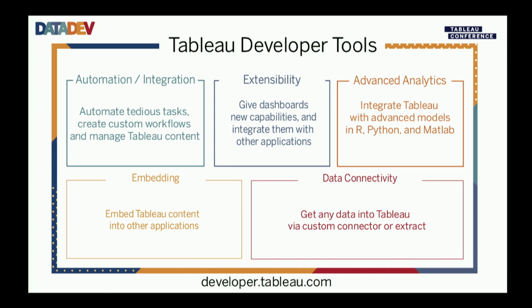Next bucket of APIs is advanced analytics. And this is something that's available today in Prep and Tableau Desktop, where you can make remote procedure calls in Python or R and get additional data or insights out of these services. Next bucket is embedding, where you will take Tableau and make it a part of your application, so you will embed it into yours. And then finally, we have this track, which is the data connectivity.